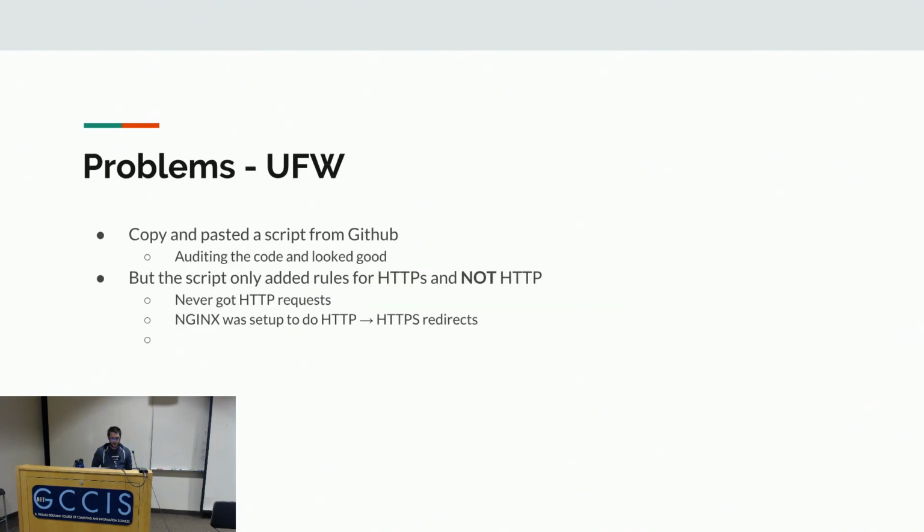So I actually copy and pasted a script from GitHub to do this, and I audited the code, and it looked fine. The one thing I didn't look at hard enough was that the script only writes rules for HTTPS, so port 443, but it didn't do it for port 80. So that meant if anyone went to my website on port 80, they were just immediately dropped and denied, right? So again, not proper testing, right?